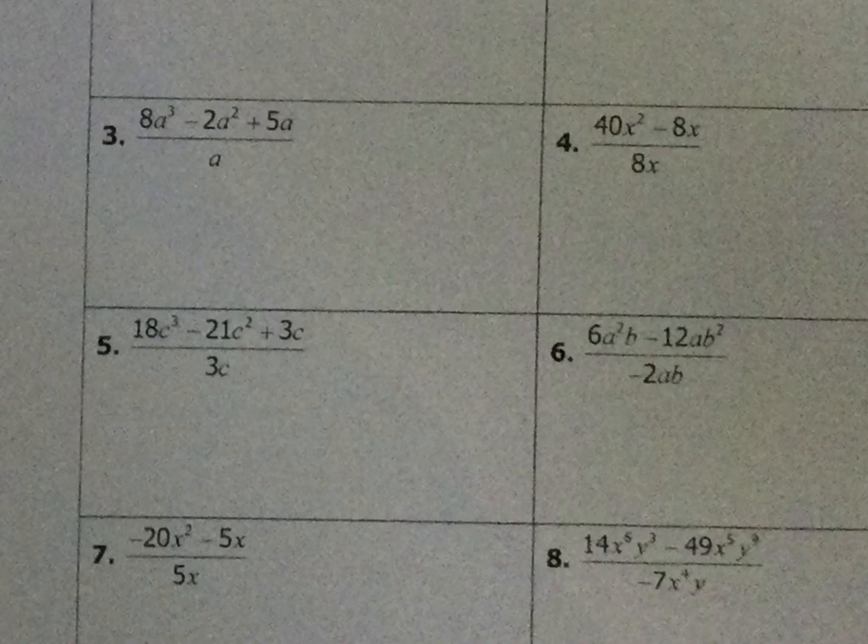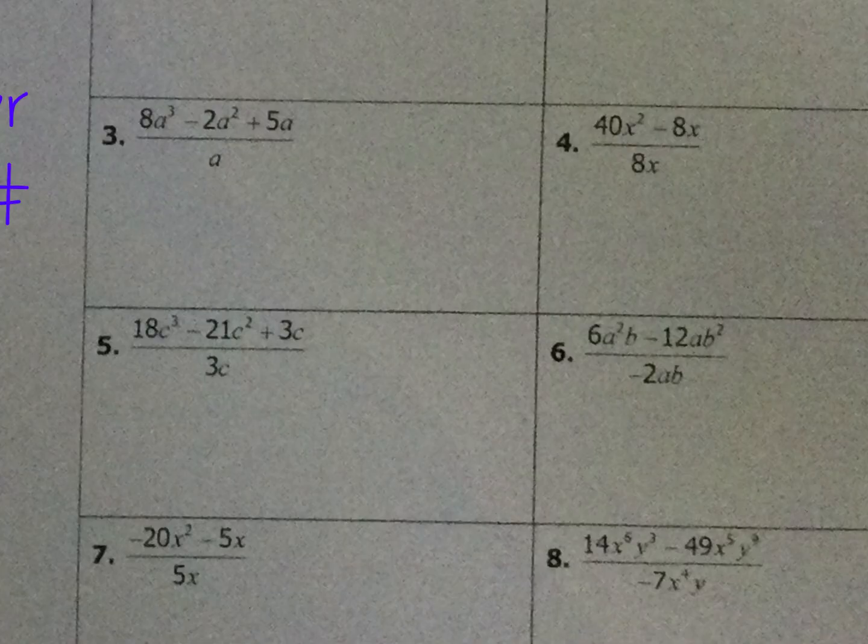So when we do all these, we're going to divide the big numbers. We're going to copy all the letters, and then we're going to subtract the little numbers, okay? So there's two ways to do this.